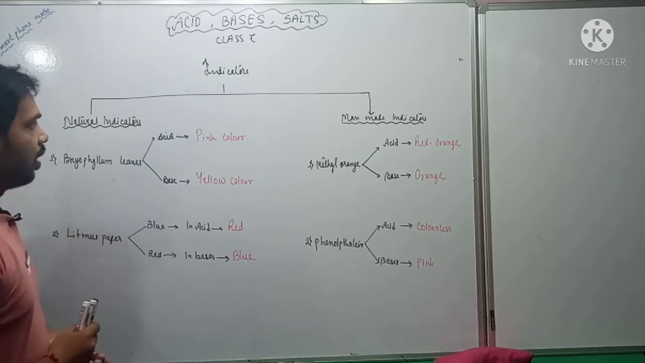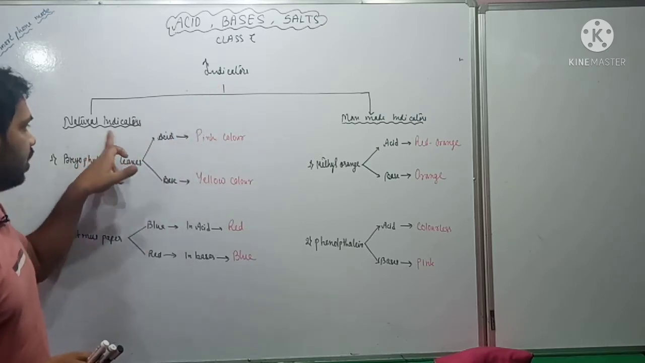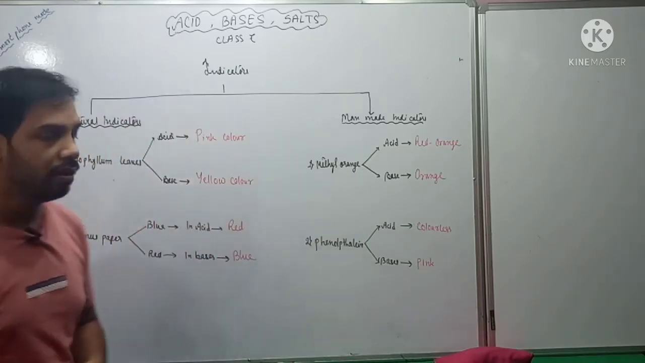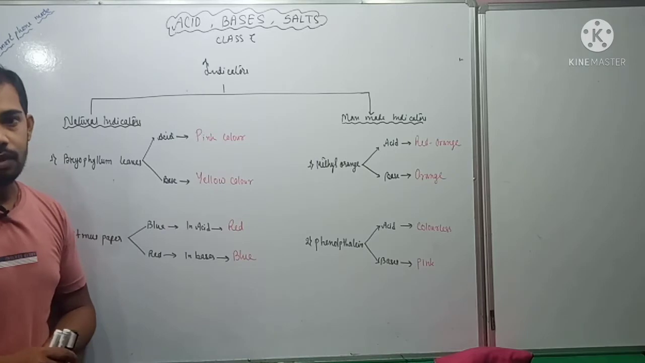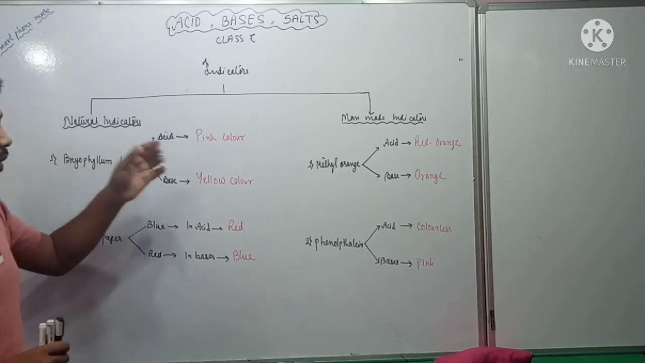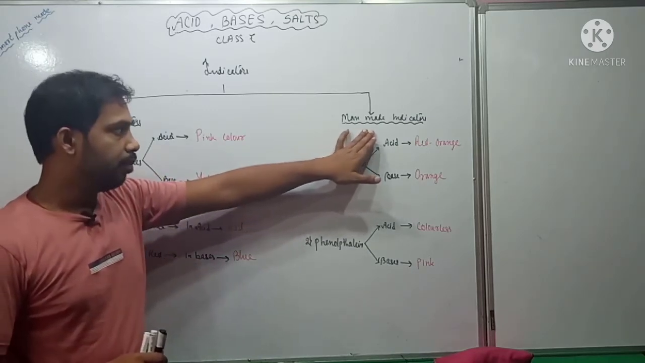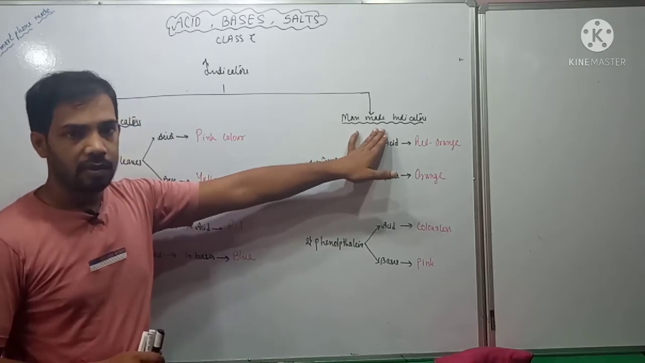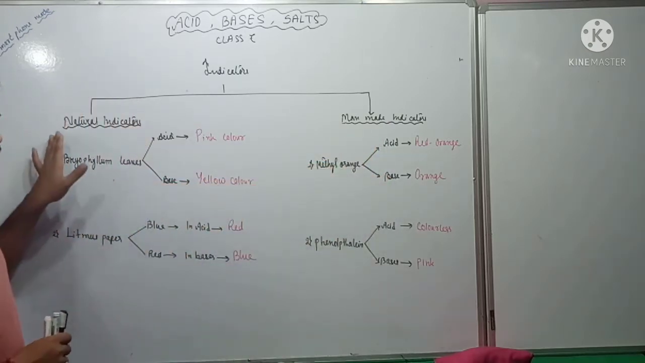Okay. Now you see, indicators are of two types. First is natural indicators and second is man-made indicators. So what are natural indicators? Those indicators which are naturally found are known as natural indicators. And man-made indicators are those indicators which are made by humans, or can be prepared artificially with the help of mineral salts.